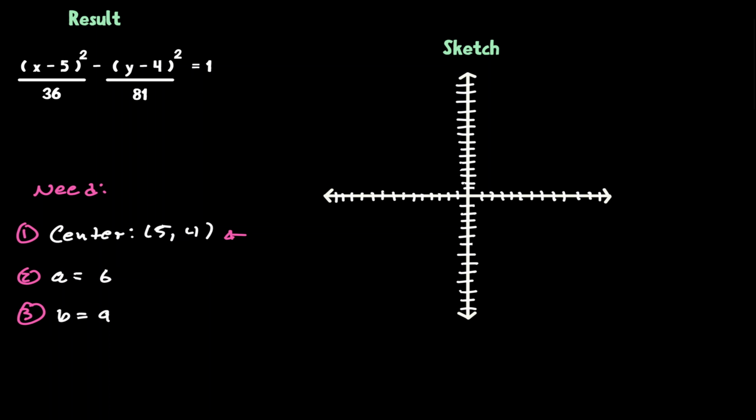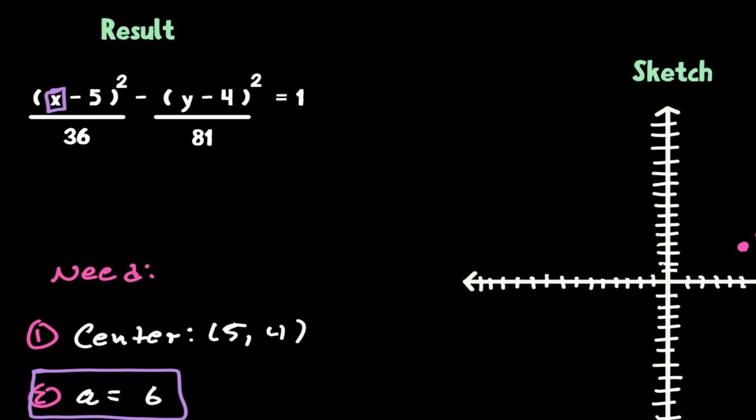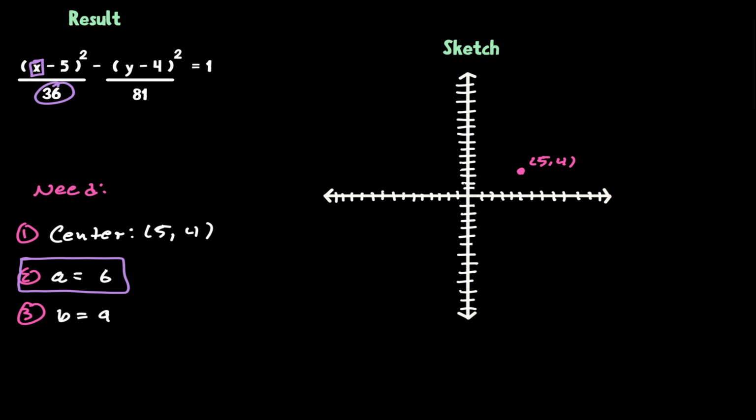Let's start by plotting the center of our hyperbola at (5, 4). Now to identify the direction of our hyperbola, take a look at where a is located. a is located right underneath the x variable. So from our center, we need to have a horizontal movement of a value of 6, and that is where we're going to find our vertex. So from our center, if we move 6 to the right, we're going to be at the location of (11, 4).